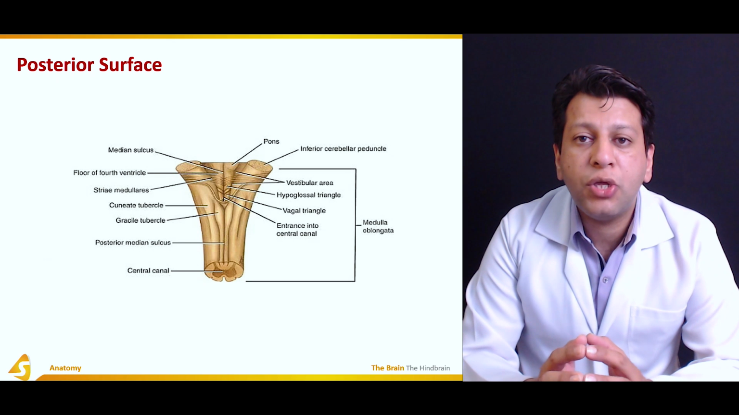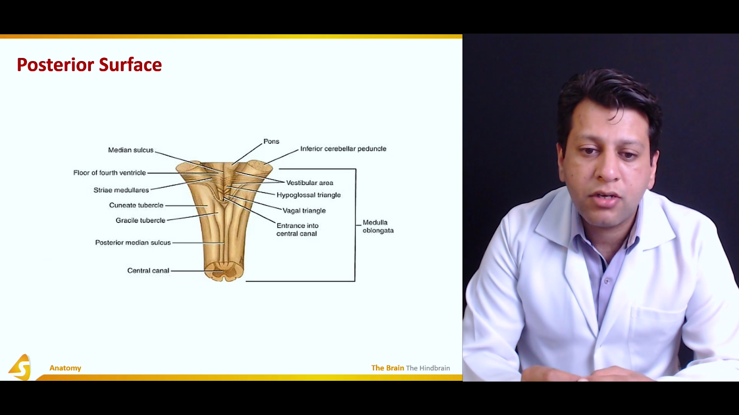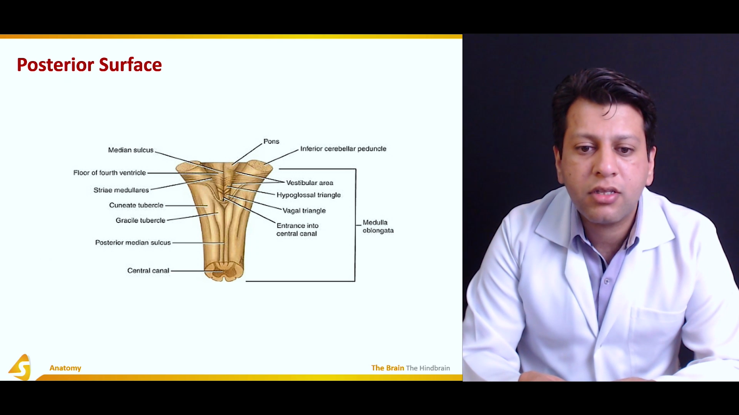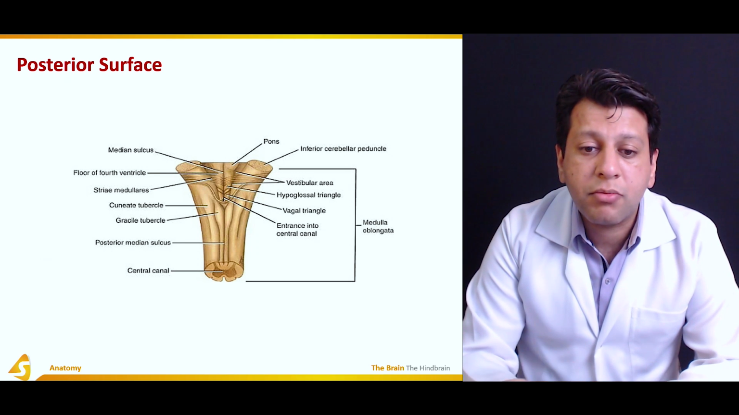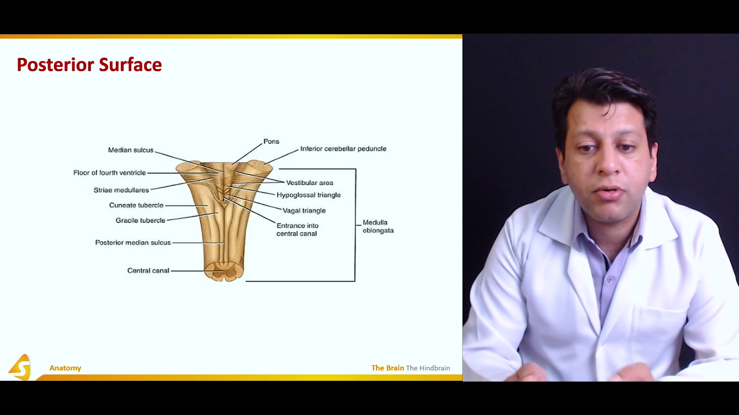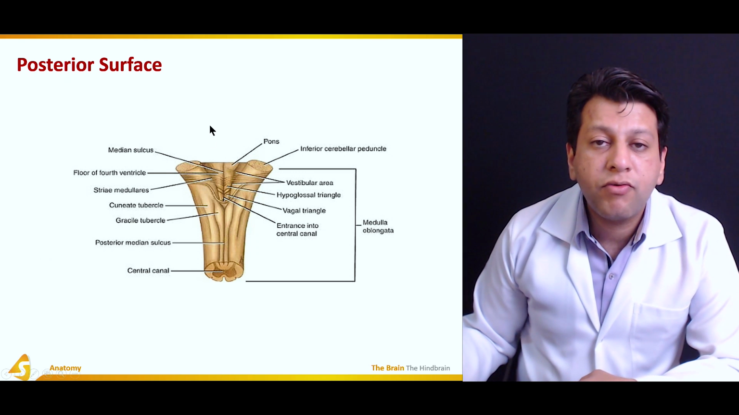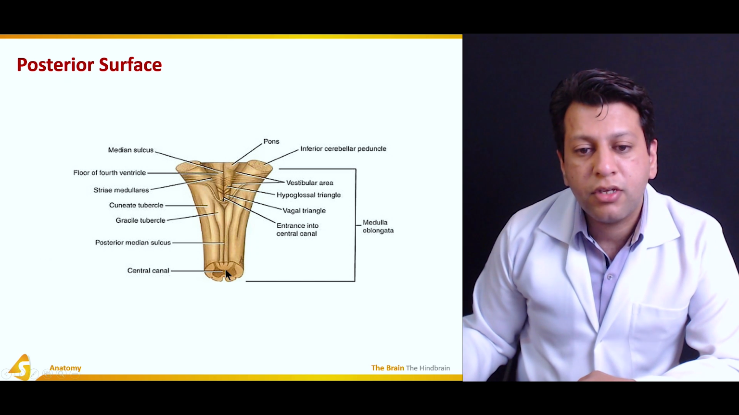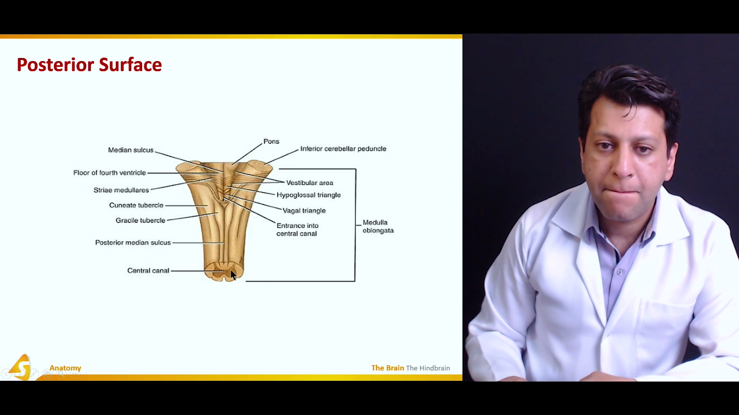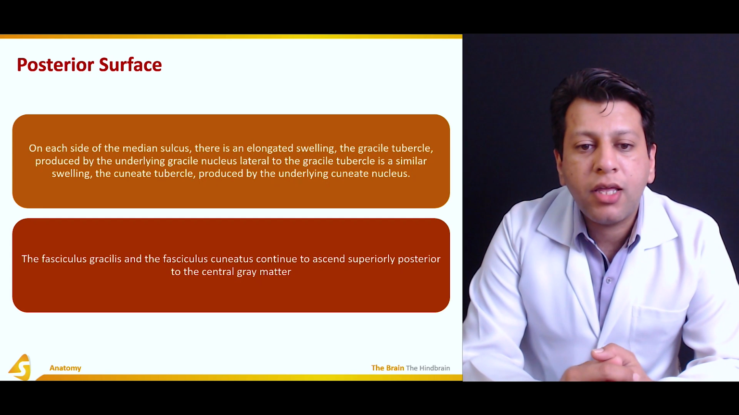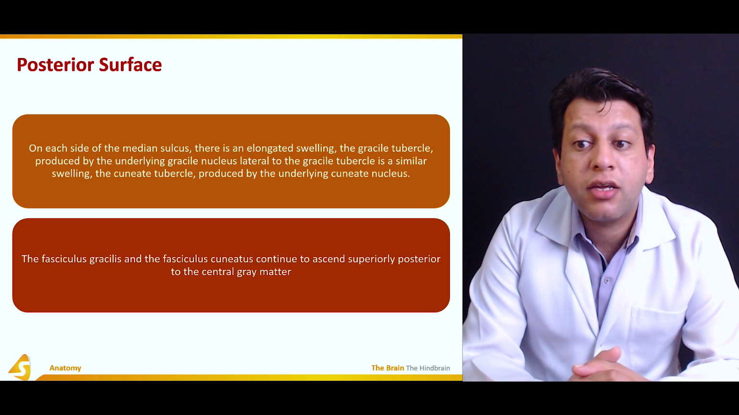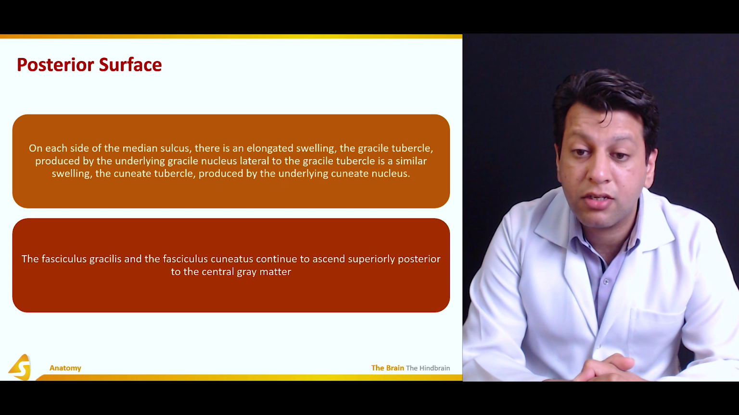Because there are different nuclei present. There is the nucleus cuneatus, which is present in the cuneate tubercle, and there is the nucleus gracilis that is present on the undersurface of the gracile tubercle. The fibers arising from these nuclei also run down into the spinal cord. On each side of the median sulcus, there is an elongated swelling, as I just said, the gracile tubercle, which is produced by the underlying gracile nucleus or nucleus gracilis.